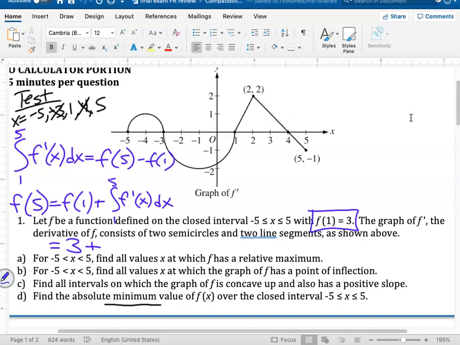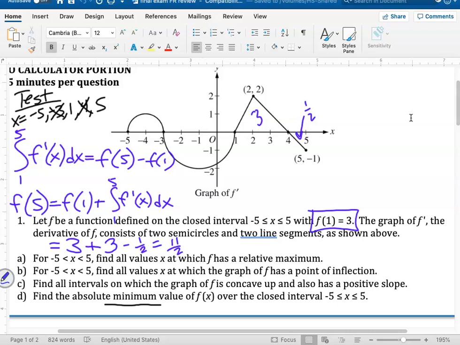Ooh, it's a good thing we have the graph of f prime, right? So from 1 to 4, we have a triangle, 1, 2, 3, so 1/2 times 3 times 2. So the area of this triangle is 3. The area of this little triangle is 1/2. However, this little triangle is below the x-axis, so we have to go 3 plus 3 minus 1/2. So 6 minus 1/2, or 5 1/2, or 11 halves, or however you want to do it, right? Okay. All right, so there's your f of 5.